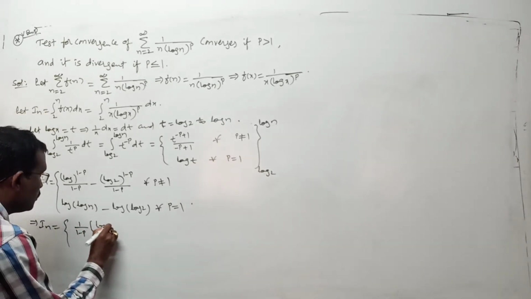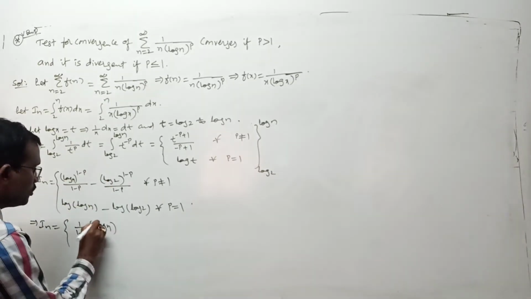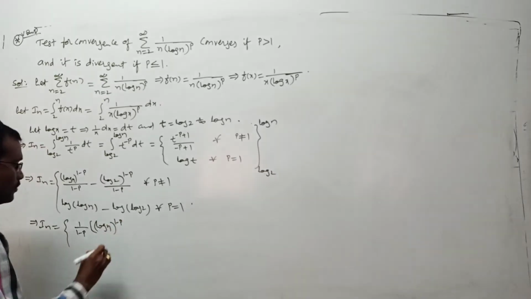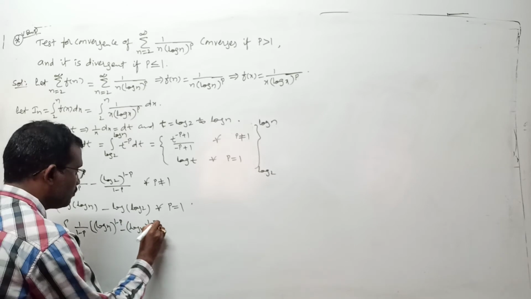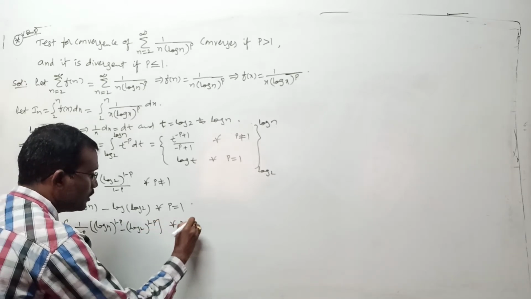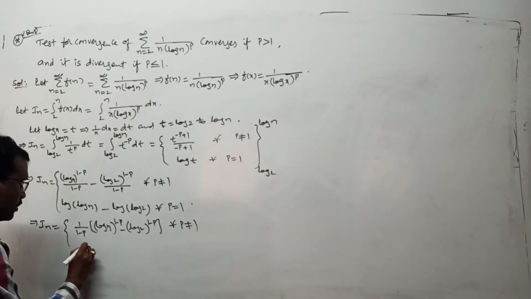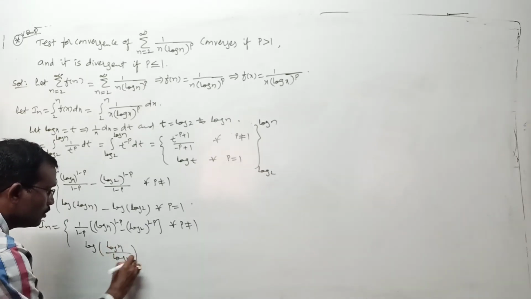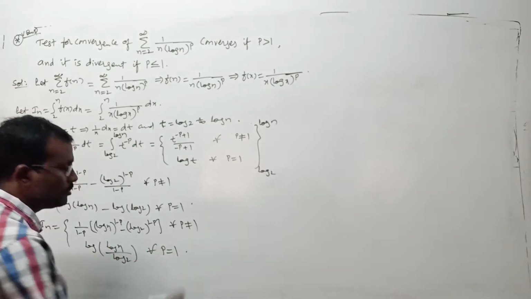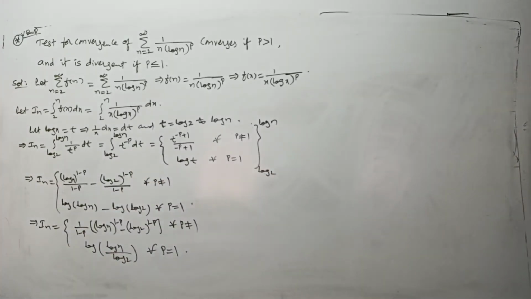Then what is the remaining result? Log n whole to the power of 1 minus p minus log 2 whole to the power of 1 minus p, for all p not equal to 1. And for p equal to 1, it is log m minus log n, which directly you can write as log of log n by log 2. This is the complete simplified form of your above result, right?